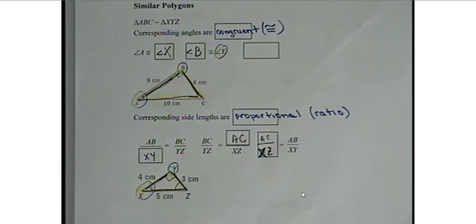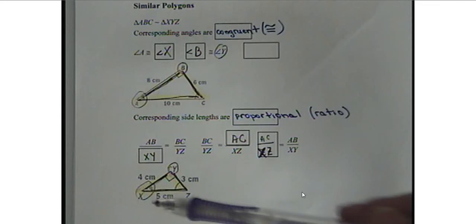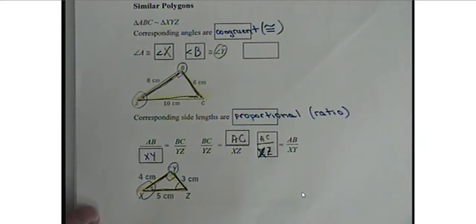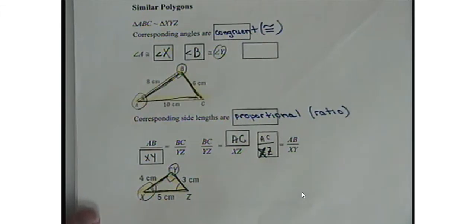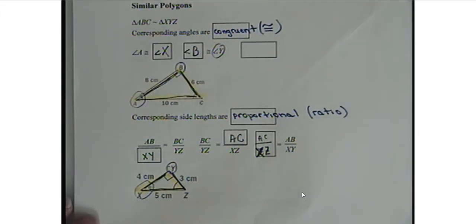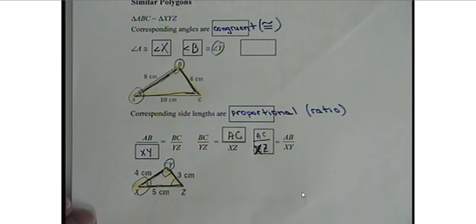What you are looking for is only side lengths that will be proportional to each other. And when we're talking about angles, the angles cannot be proportional. They can only be congruent to each other.